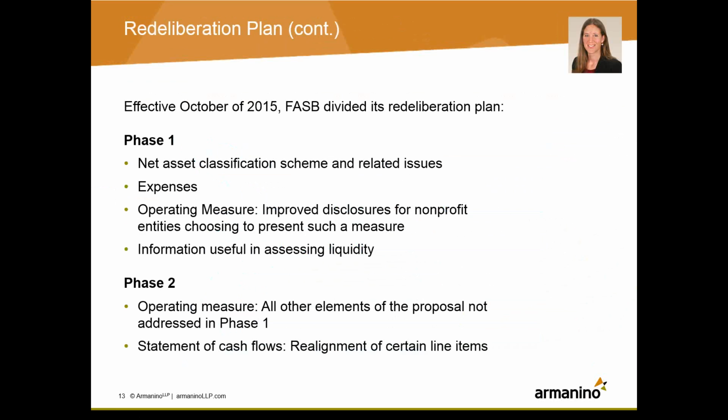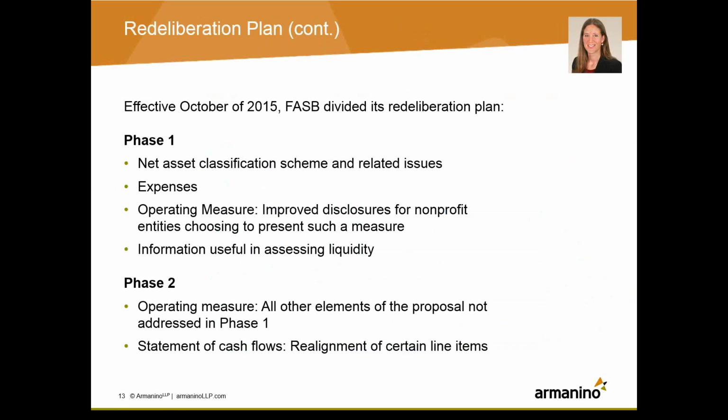It's going to include disclosure and presentation of expenses, disclosure surrounding presentation of an operating measure, and the liquidity information. Phase 2 is going to be longer term, as Dean mentioned. It's going to be reconsideration of proposed changes that are likely to require more time just because of all the stakeholder feedback and other concerns that were addressed. Also, these two items could dovetail on other projects that the FASB is working on.